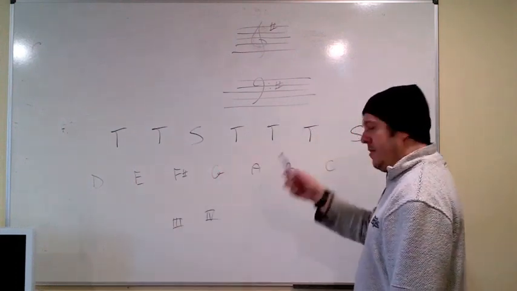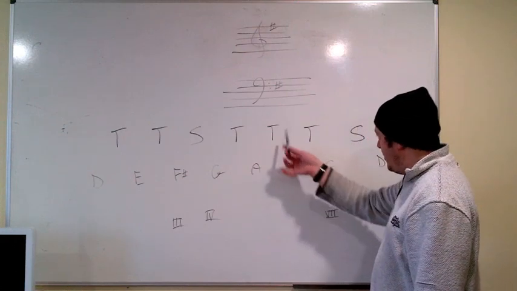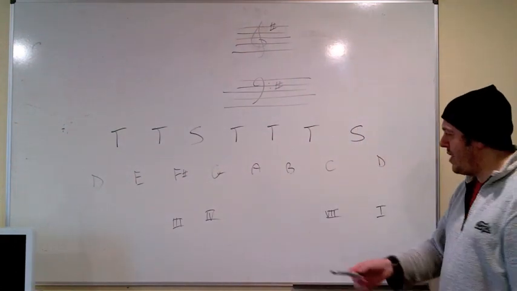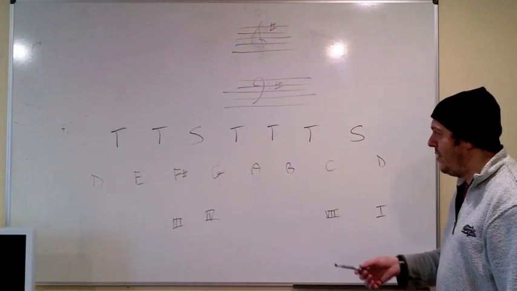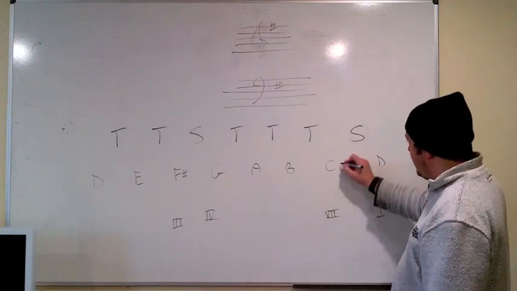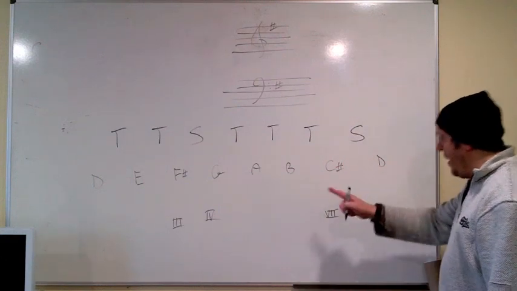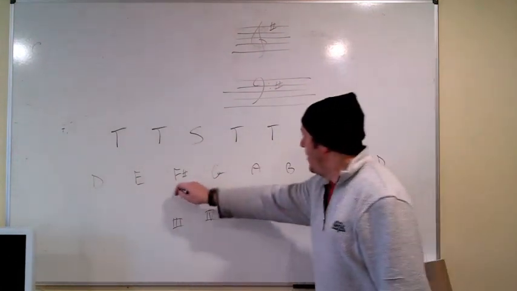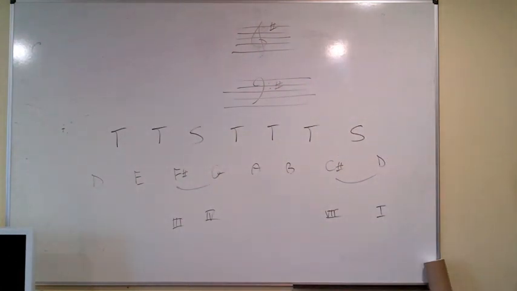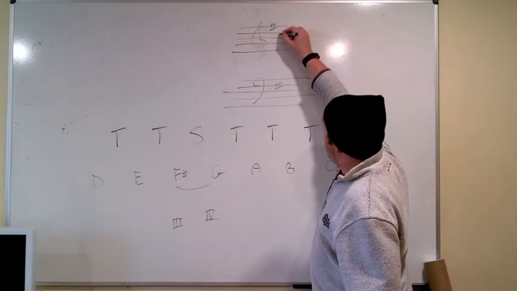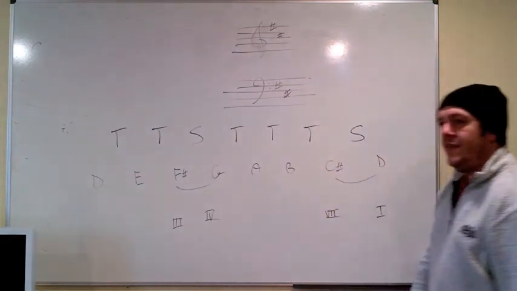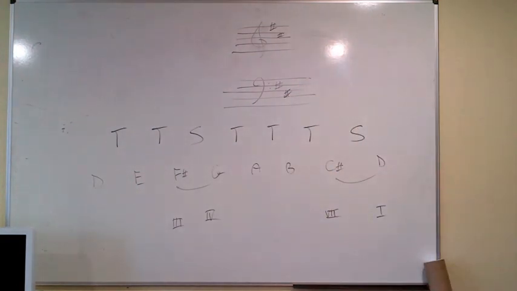G to A, tone, yes. A to B, tone, yes. There's the other trap. B to C, is it a tone? No. It's a semitone. So I need to raise that C, make it a C sharp, and now I have a semitone between the C sharp and the D. See? So that's where the C sharp comes from in the key signature and scale of D major. Sharp, C sharp.